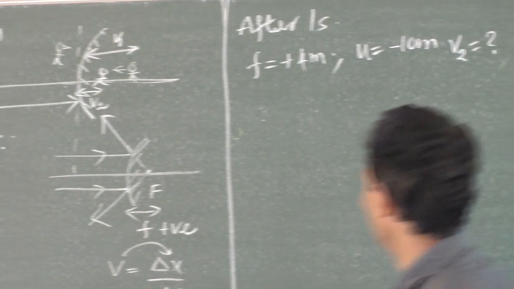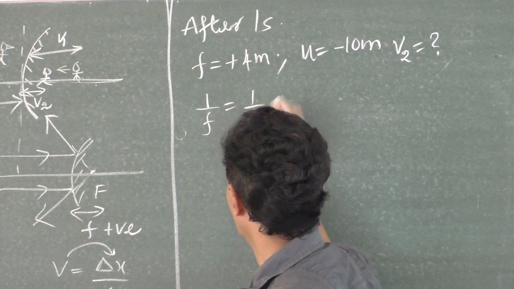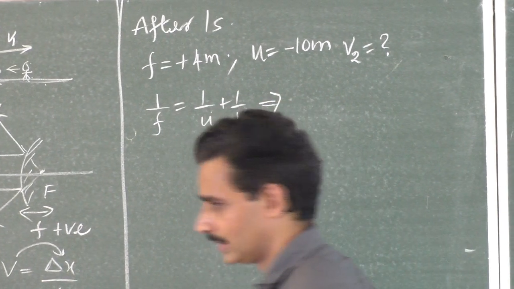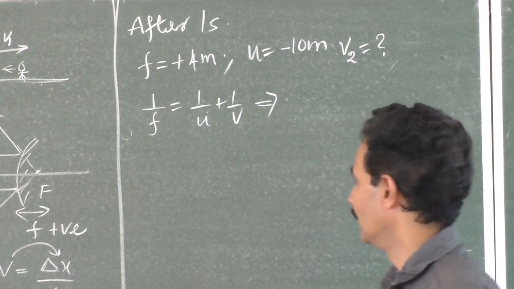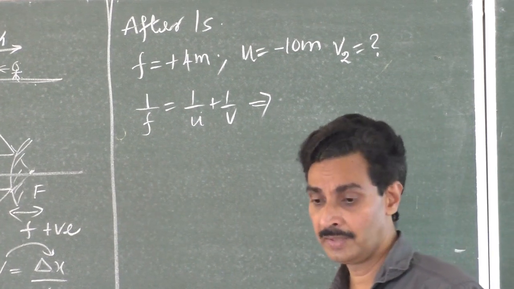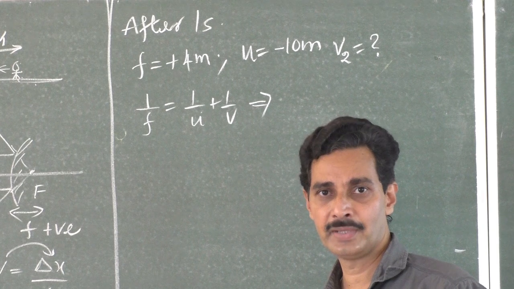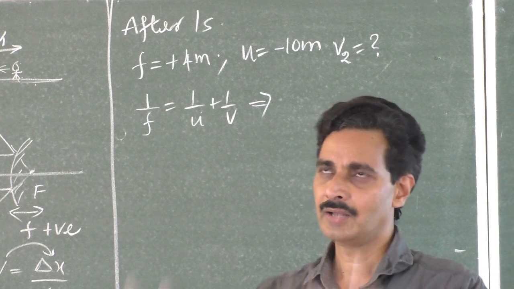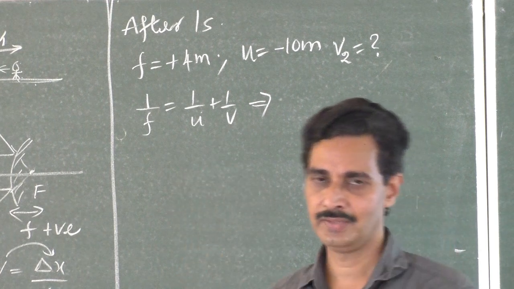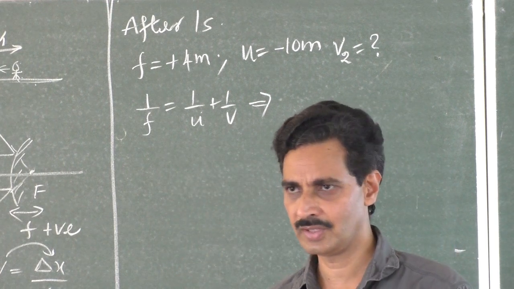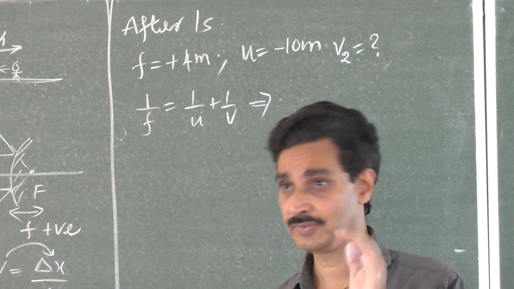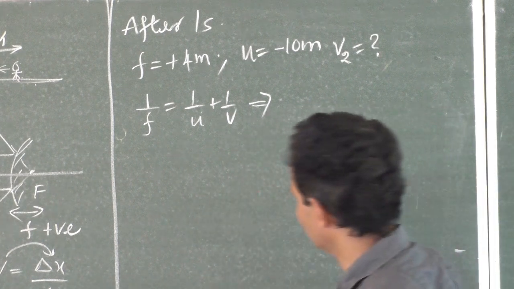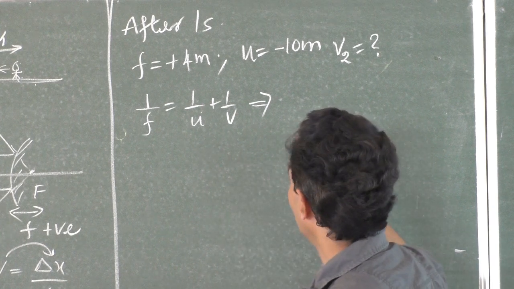V2 is how much? So again, 1 by f is equal to 1 by u plus 1 by v. Write it as many times as possible so that the formula will be very clear to you. And remember, the best way of remembering all the formulas is to work out problems using those formulas. Automatically, formulas will get printed. Even though you can't remember the solution of the problem, you will remember at least the formulas. So work out problems, and write the formulas when you work them out. That is the best way of remembering. Okay, where are we now?